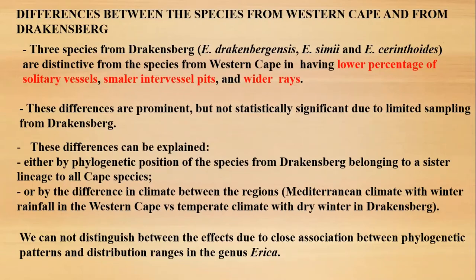And as part of the work, the report from Michael Perry et al., which is talking about radiation, we think maybe it may be part of why there are differences between them, because the species from the Western Cape don't have to struggle for moisture and water. They have access, unlike the species from the dry winter, dry spring, temperate climate. So we cannot distinguish between the effects due to close association between the phylogenetic pattern and distribution ranges in the genus Erica.